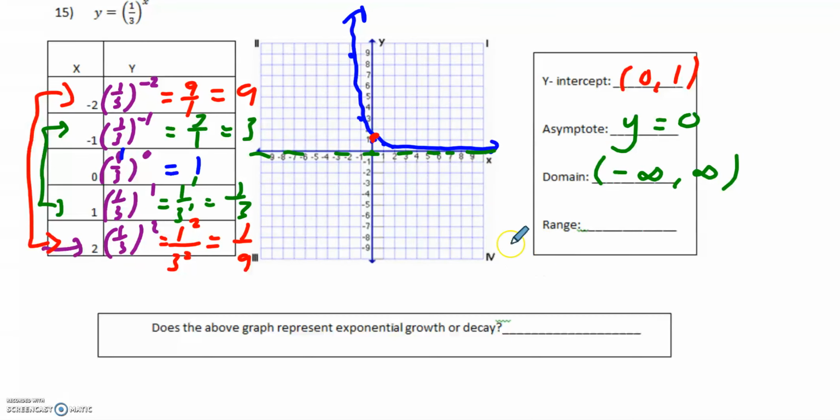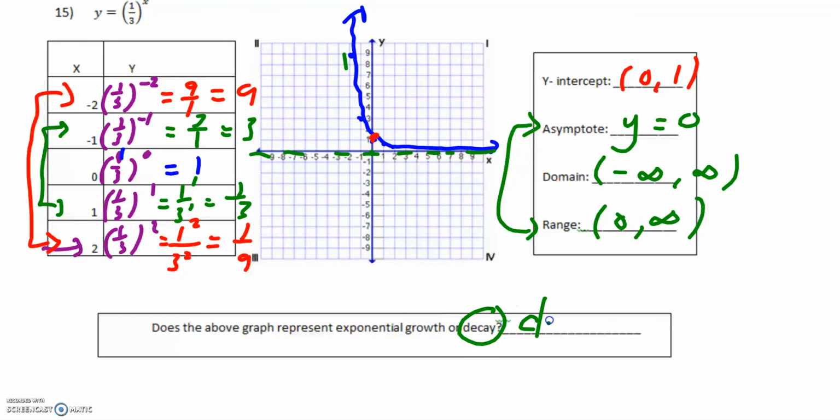My range, bottom to top, the lowest value that my pen here is going to hit is 0, not included, and it goes all the way up to infinity again. So my range is 0 to infinity. And again, to point it out, the asymptote and the range have a connection, that these numbers are always the same. Does the above graph represent exponential growth or decay?